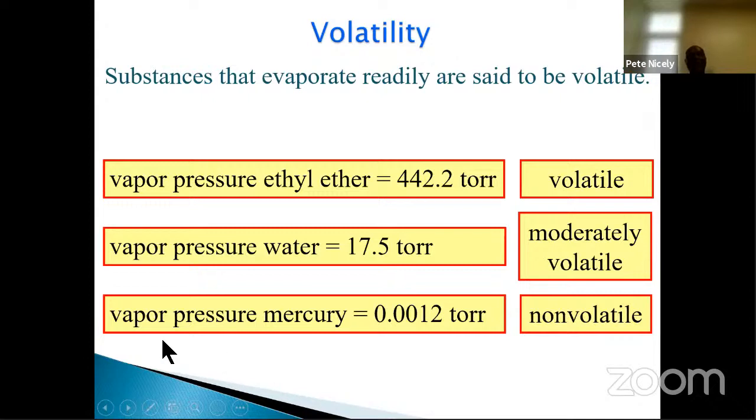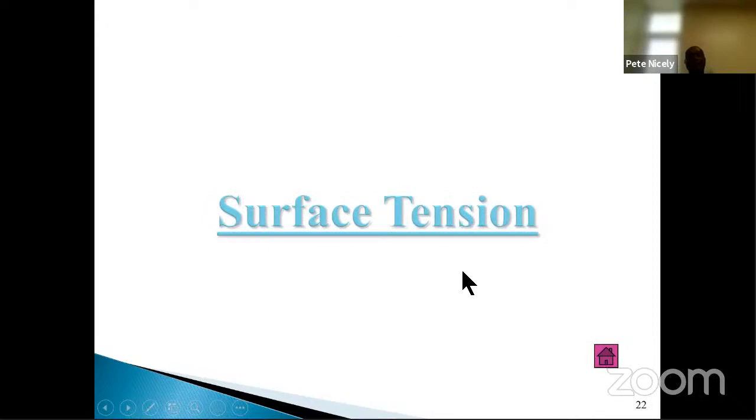And then to the other extreme, we have mercury. Now, mercury is a liquid, which is also a metal. And you'll notice that the vapor pressure exerted by mercury is very low compared to water, and of course, compared to ethyl ether, 0.0012 torr. So for most intents and purposes, we consider mercury to be a non-volatile liquid, right? Because its vapor pressure is basically almost zero, all right? So that's basically what the term volatile means. It's referring to the ease with which a liquid will evaporate and produce vapors.